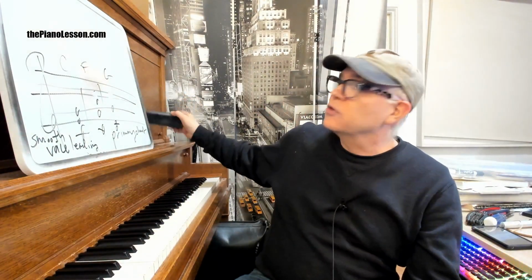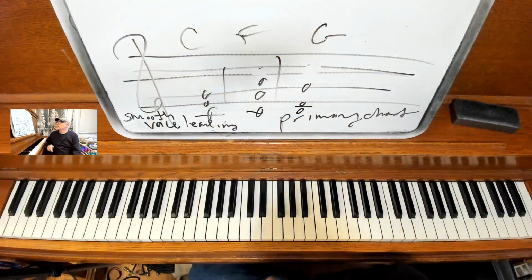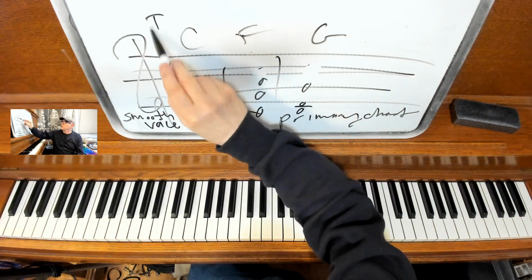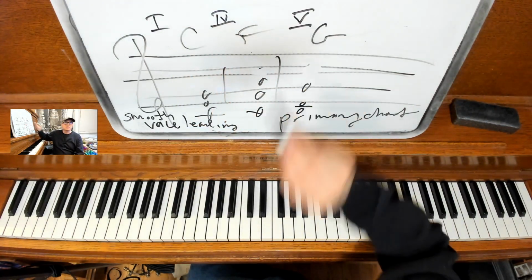Now, we have chords that go beyond triads. They are seventh chords, and the most common seventh chord type is what we call a dominant chord. The five chord. Okay, this is the one chord, right? This is the four chord because it's the fourth note in the scale. This is the five chord because it's the fifth note in the scale.